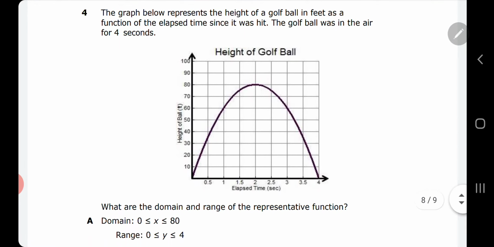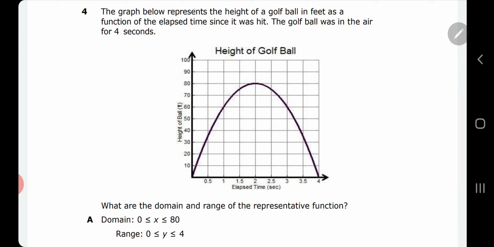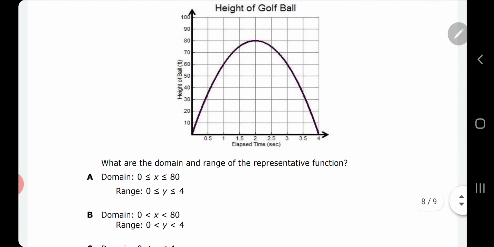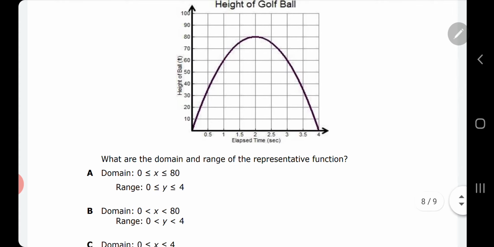All right, real world situation. The graph below represents the height of a golf ball in feet as a function of the elapsed time since it was hit. The golf ball was in the air for 4 seconds. Kind of what our graph shows, elapsed time. We start at 0 when the ball was hit, and we go all the way to 4 seconds. Height of the ball, well, our graph indicates that we start at 0, and the height gets all the way up to 80 feet at 2 seconds.